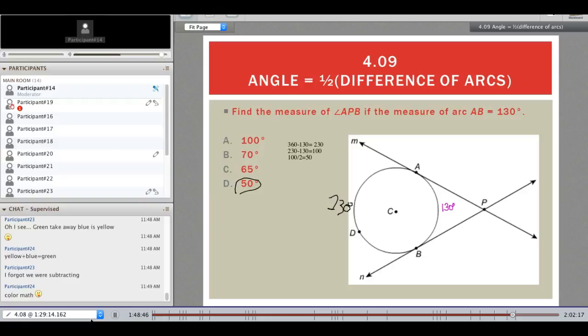Good, very good. Do you guys agree with Mason's answer? Once he found out that this arc over here is 230, he took 230 minus 130, subtracted the two arcs, and then got 100 from that, and took half of 100 to get 50. Good. So this angle right here, angle APB, would be 50 degrees. Excellent. Very good.